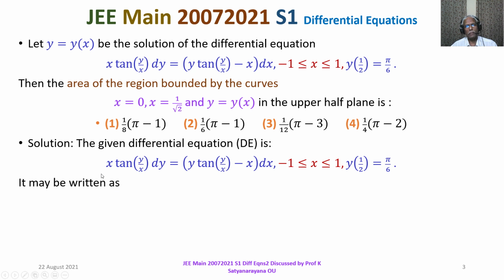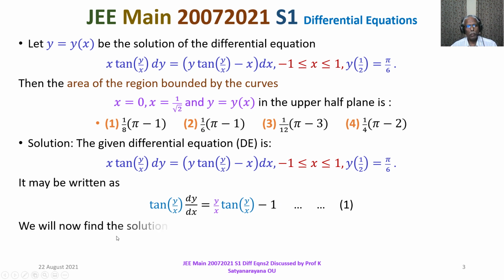Now it may be written as, we will take this x to the other side, that is x is multiplied here, the other side it will divide, then it will be y by x minus x by x is minus 1, so that will be equal to tan y by x, and dy differential dx differential now becomes derivative dy by dx is equal to y by x tan y by x minus 1. This is the differential equation. Now we will find the solution of the differential equation.